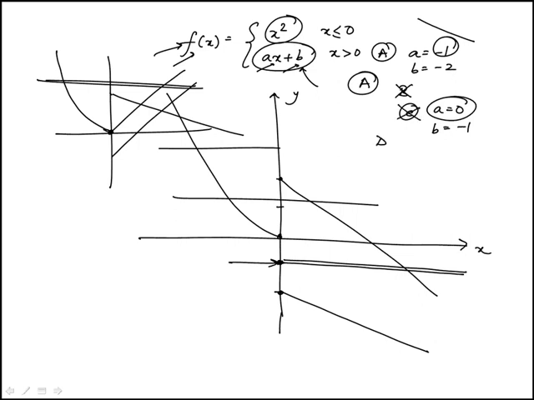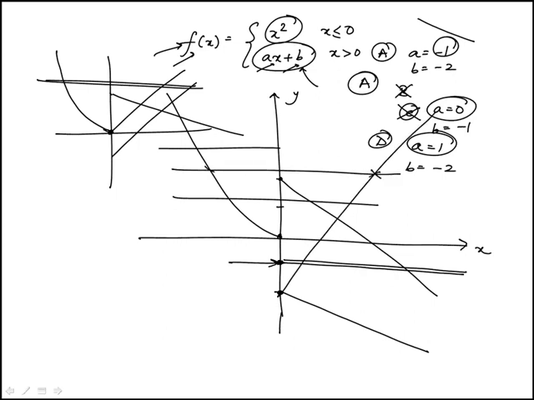So C is out. A is 1, B is -2. So positive slope, y-intercept is -2, so it's going to look something like this. Now again, if you draw a line like this, it intersects the function f at 2 points. We need to have it only intersect once. So D is also out.